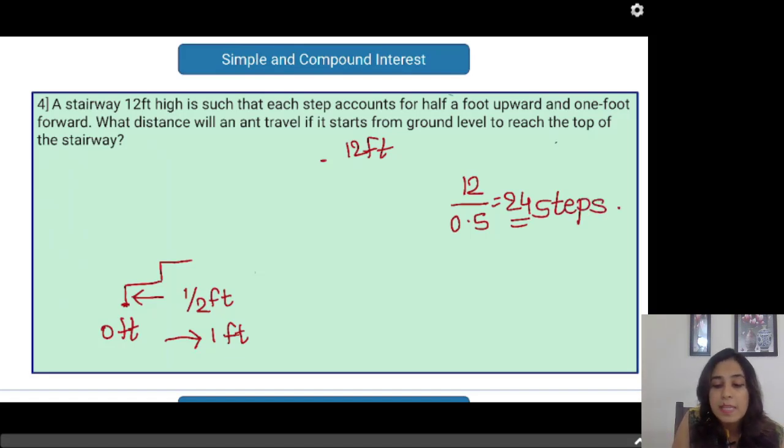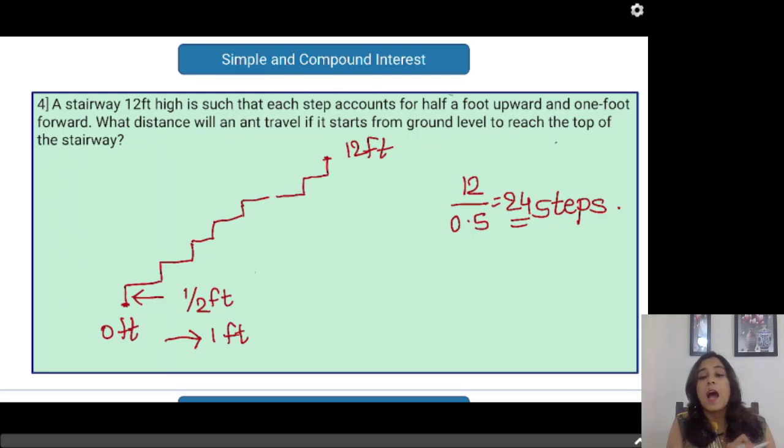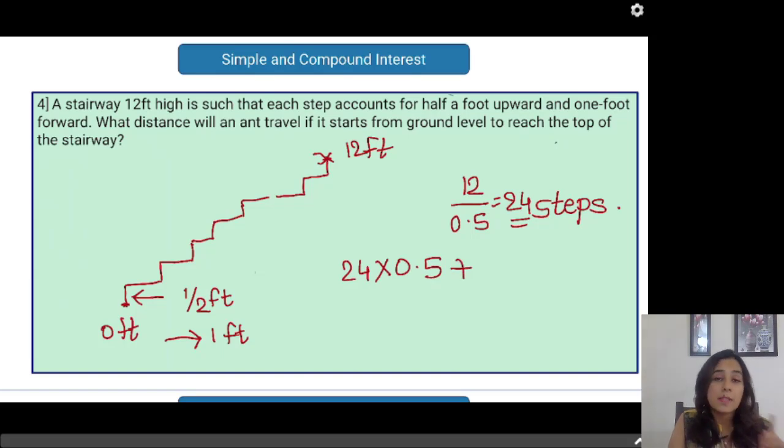However, if you look at the last step, it is just going to be the one which is taking you upward, and it is not going to have a forward distance covered, because you just have to reach the 12 feet height and you don't have to go any forward. So total there are going to be 24 steps which have upward distance, so 24 into 0.5 upward, but there is going to be one step less which has forward distance, so 23 into 1.